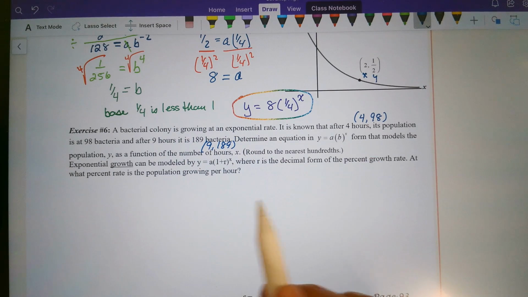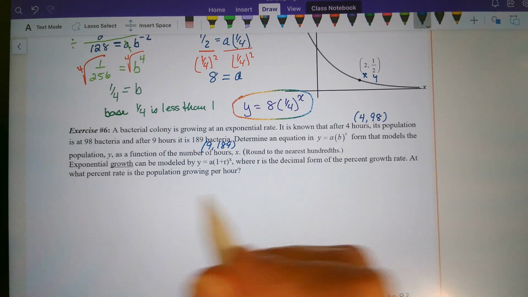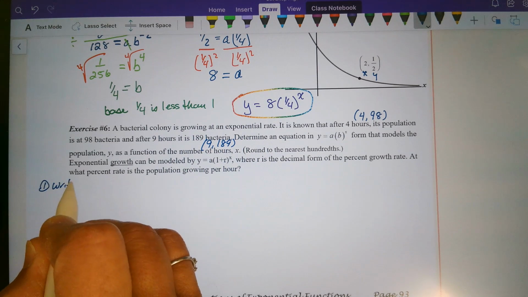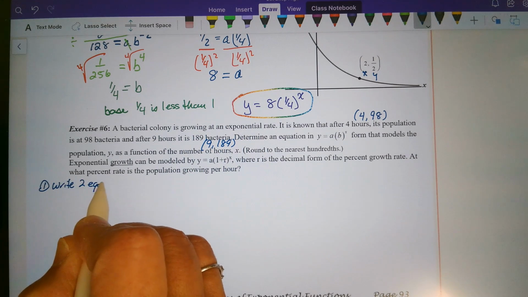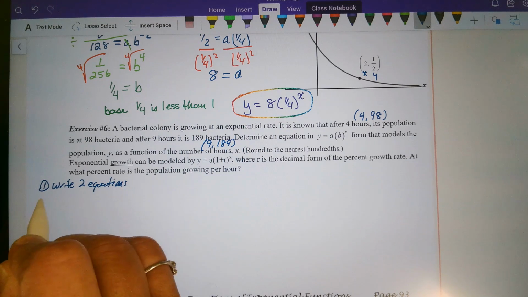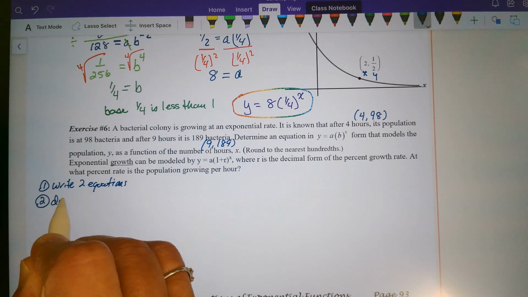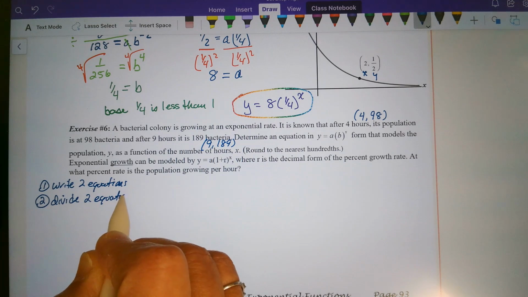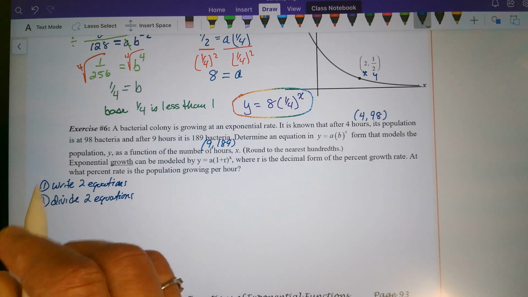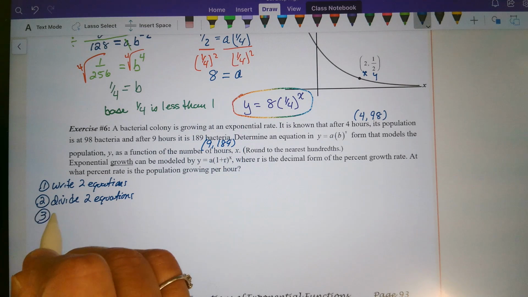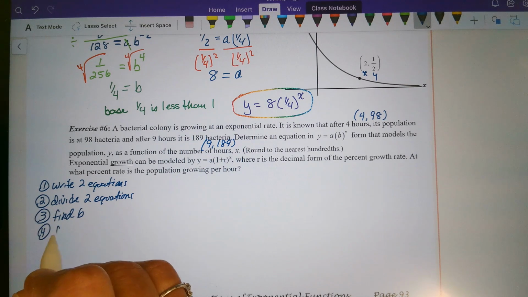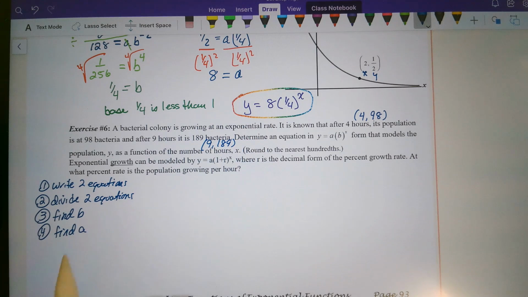Okay, so again, our 4 steps. We are going to write two equations, divide the two equations, find B, and then find A. You have to memorize these 4 steps.